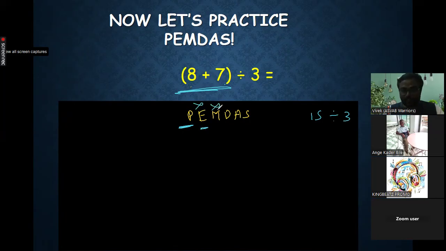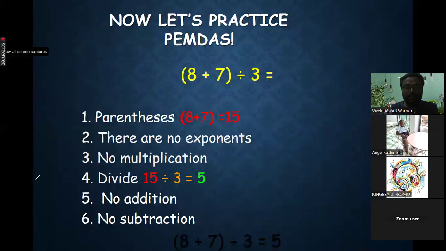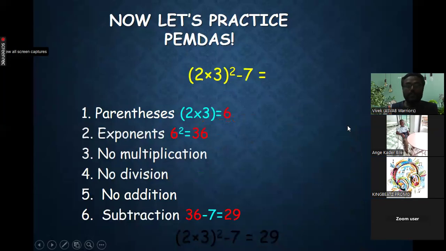Do we have multiplication? No. We have division. So let's solve it. 15 divided by 3 is 5. So our answer would be 5. Always go in the order only. You guys have to go in the order itself. If you don't follow the order, there are chances that you might get it wrong.